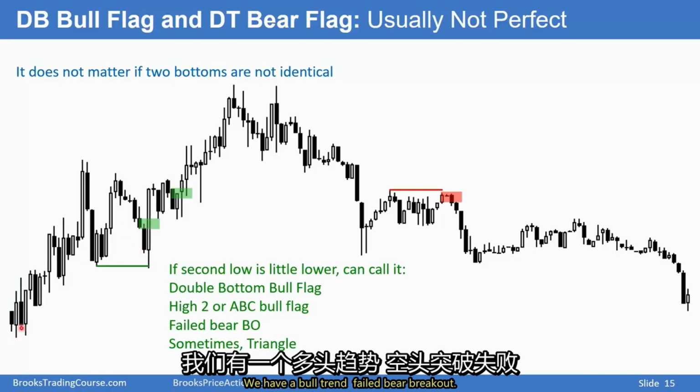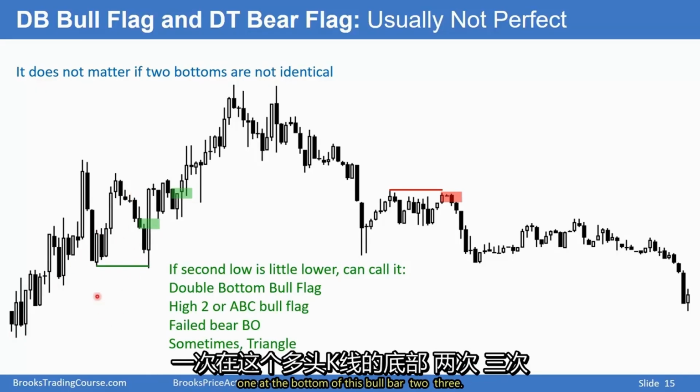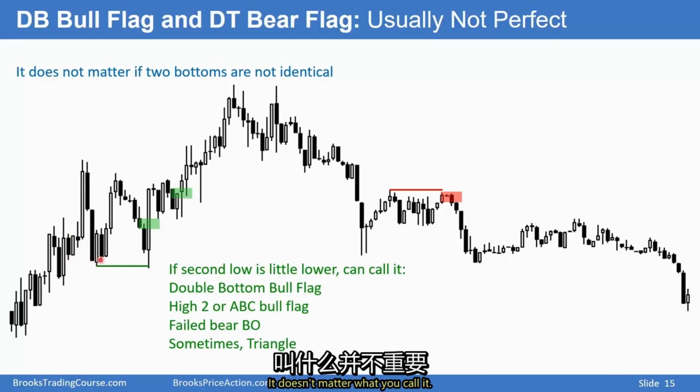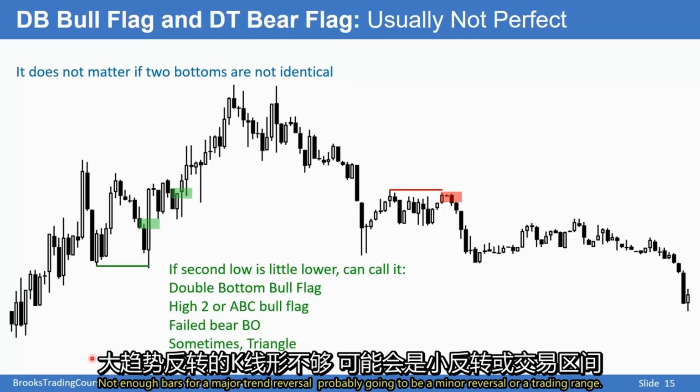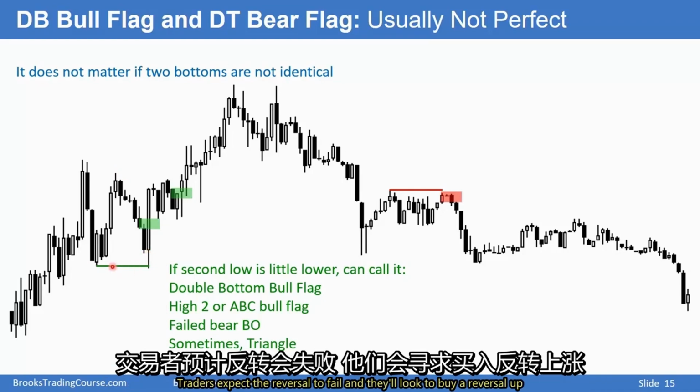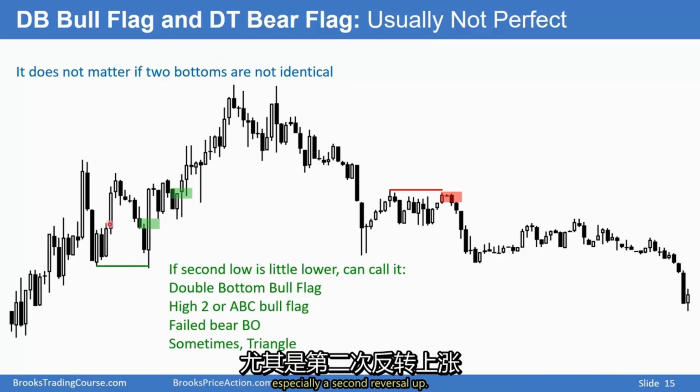We have a bull trend, failed bear breakout. A lot of times it's a triangle, 3 pushes down, 1 at the bottom of this bull bar, 2, 3. Doesn't matter what you call it, you have to understand the process. Not enough bars for a major trend reversal, probably going to be a minor reversal or a trading range. Traders expect the reversal to fail, and they'll look to buy a reversal up, especially a second reversal up.